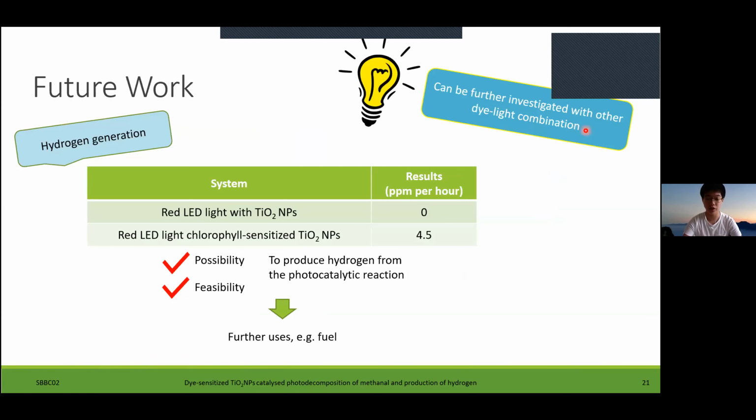For hydrogen generation, chlorophyll dye coupled with red light can generate 4.5 ppm of hydrogen per hour, which proves the possibility for producing hydrogen during the photocatalysis process. In the future, combination of other dyes and other wavelengths of light will also be investigated to find a combination we can achieve the highest efficiency.